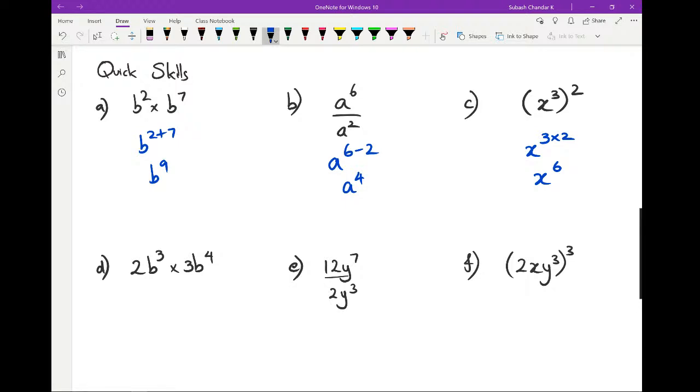Looking at question D there, the first step you've got to do is multiply the two numbers first. So in this case, we're going to go 2 times 3 to get 6. Then we do the powers. So the base is b, and then we're going to add up the powers. So we've got 3 plus 4. So what we're going to end up with is 6b to the power of 7.